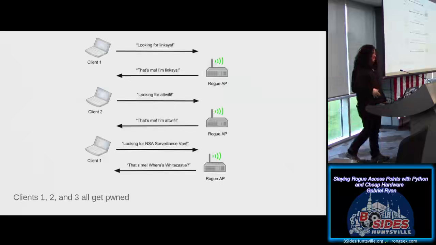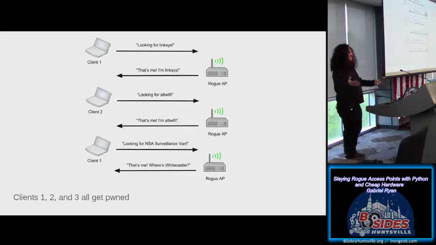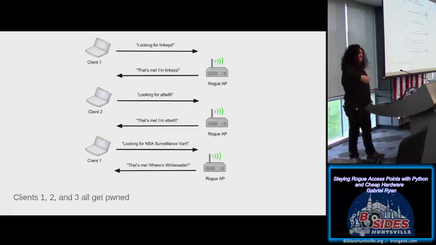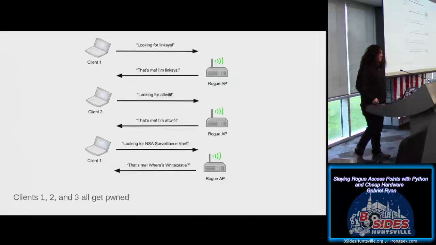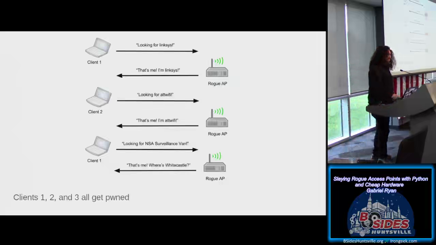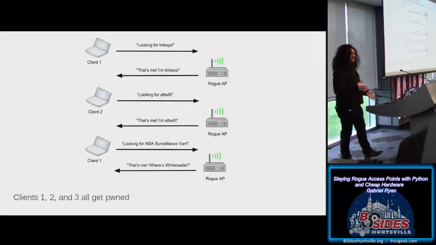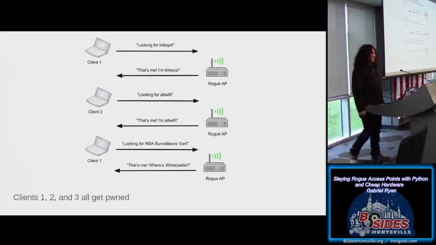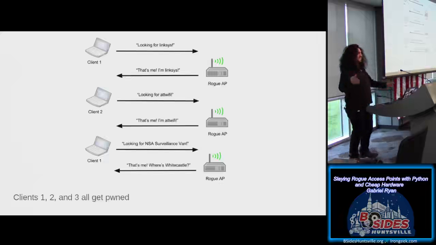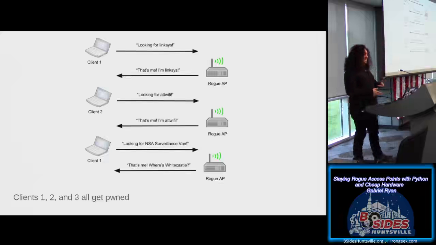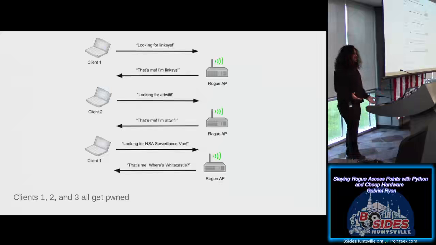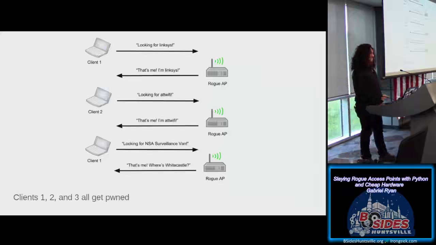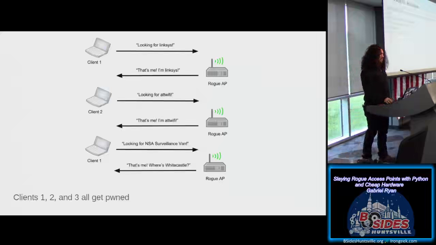Then client 2 sends out another probe request, saying, yeah, I'm looking for ATT Wi-Fi. And then the rogue AP is like, yeah, you got it. That's me. I'm ATT Wi-Fi. So client 2 just connects to it. And then the one at the very bottom should actually say client 3. We'll just call it client 3. Client 3 sends out a request looking for NSA surveillance band. And the rogue AP is like, yeah, man, that's me. Where's White Castle? Let's do it. So client 3 connects to that. In this scenario, clients 1, 2 and 3, unfortunately, all just get pwned by this rogue access point because that rogue access point was just kind of lying.